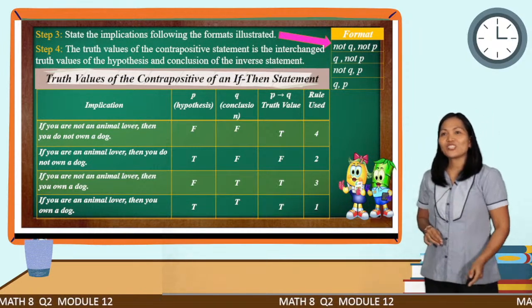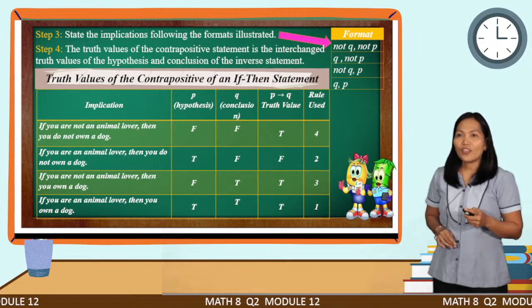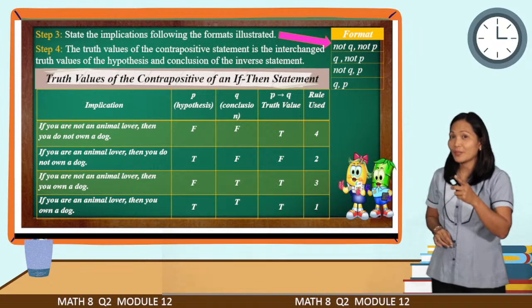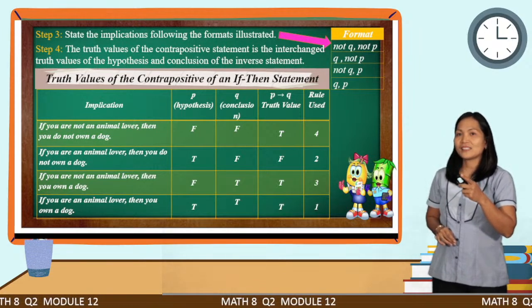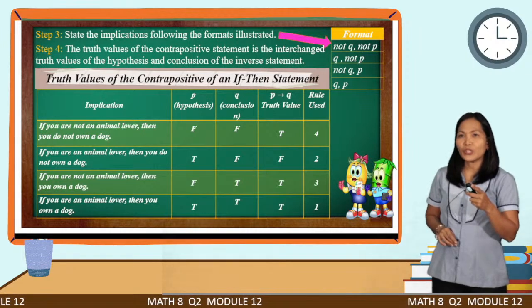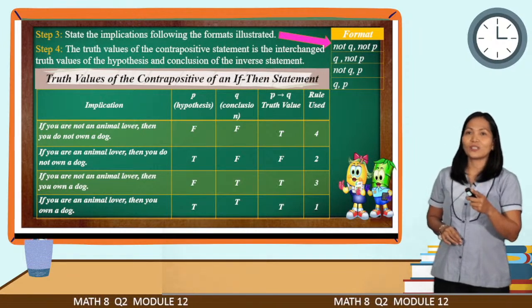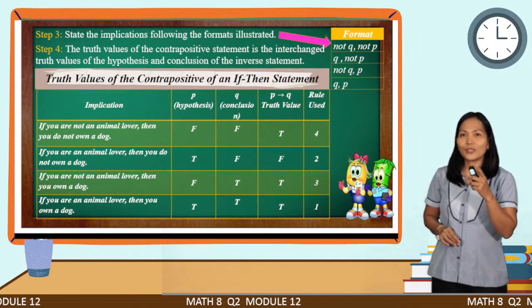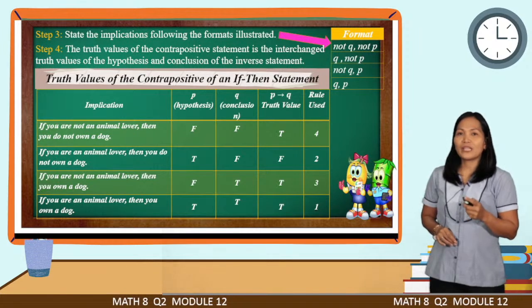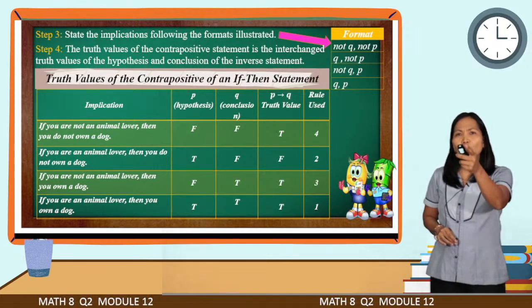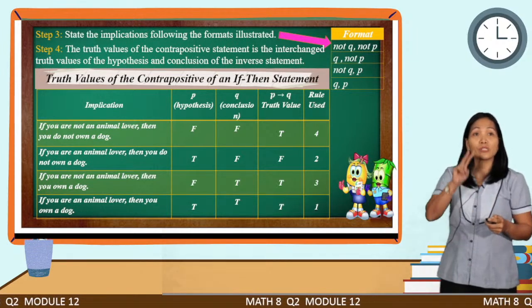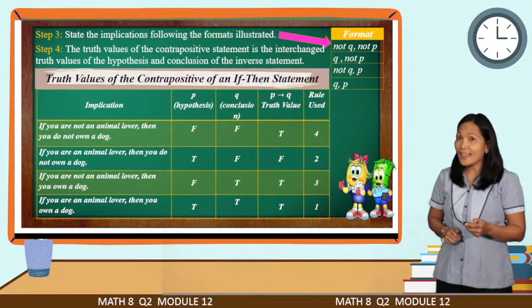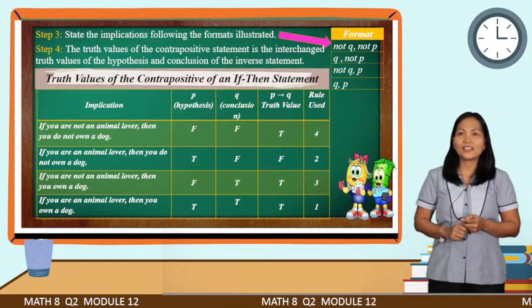For the second implication, if you are an animal lover. So what is our hypothesis? It's true, right? Because it's the same as the original. Our conclusion, you do not own a dog. It opposes again the original. So it's false. So what is our decision for the implication? It's false. And we use what rule? It's number 2.